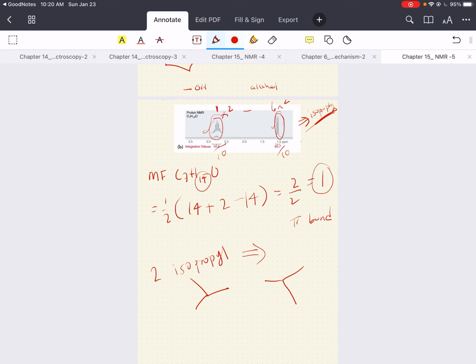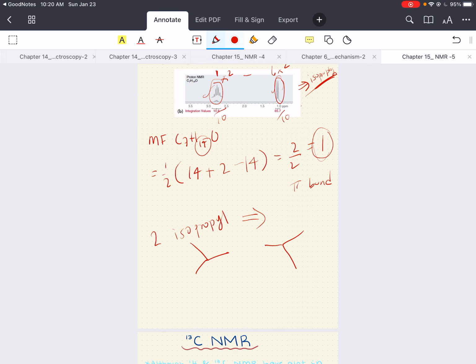So we have a pi bond. We have 2 isopropyl groups that are somehow symmetric to each other. We potentially have a carbonyl, right? Because we have this oxygen, we have this pi bond.